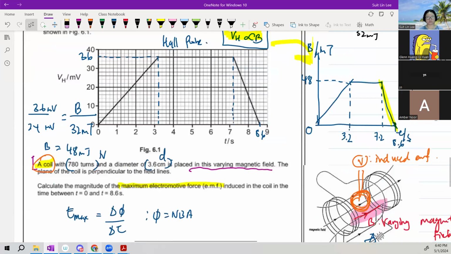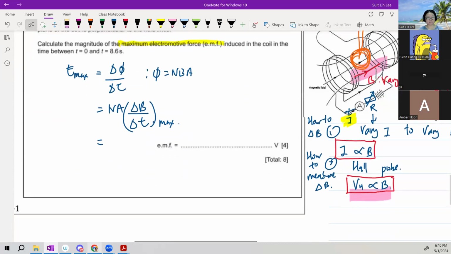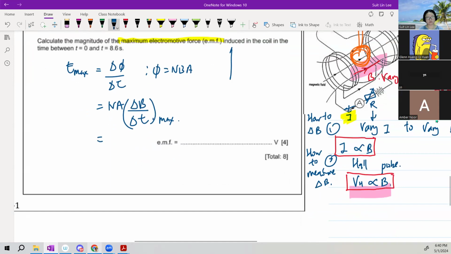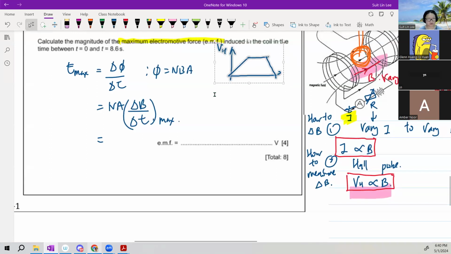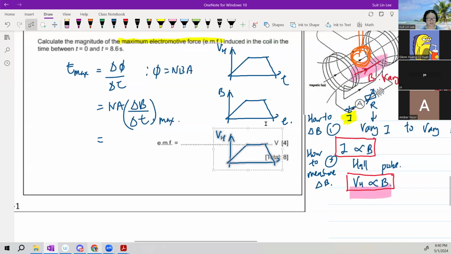So you will do your calculation. Does that make sense? So in short, because VH changes, that's how I know the magnetic field, or B, the magnetic flux density, changes in the exact same way. Because I know the magnetic flux density B changes in the exact same way, I will also know that the magnetic flux changes in the exact same way. The numbers will be different, right?